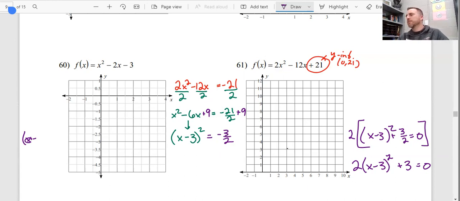Vertex is right there. So again, this is a happy quadratic because it opens upward. It has a positive leading coefficient of 2. So this is a minimum value that we're dealing with, an absolute minimum, and it is at 3, 3. That's the minimum value.